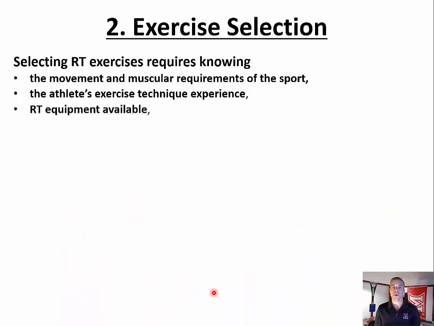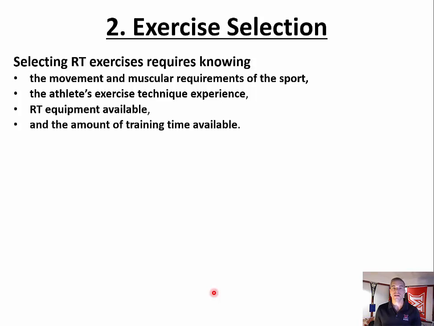We also have to know what resistance training equipment is available. So for example, if you only have machine exercises at your disposal in your facility, then you would not be able to do free weight exercises. Or if you don't have, let's say, an Olympic lifting platform, then that would prevent you from including Olympic lifts in that individual's resistance training program.